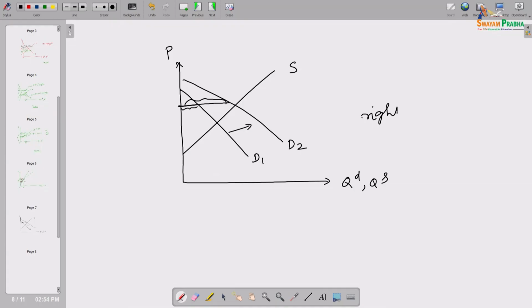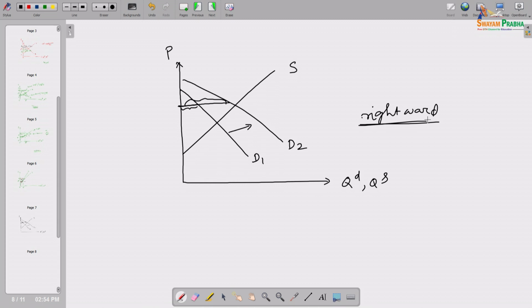Then what we have to do: suppose something is going to affect demand, so the demand curve shifts somewhere, upward or downward, whatever it is. In this particular case it is shifting outward, rightward, because it is shifting to the right side. So, I am telling you, rightward shifting.